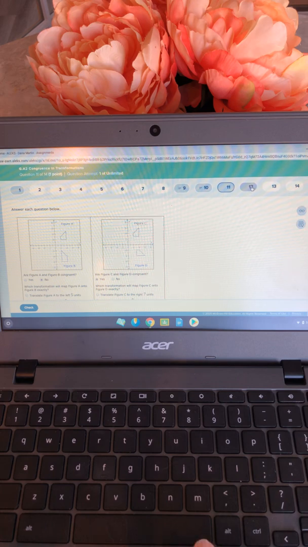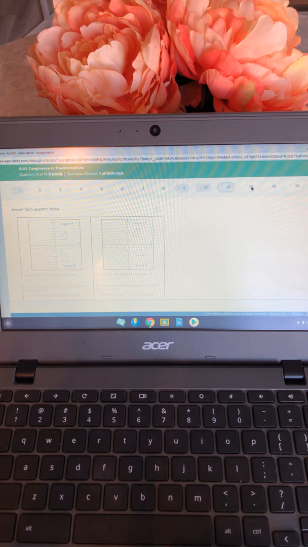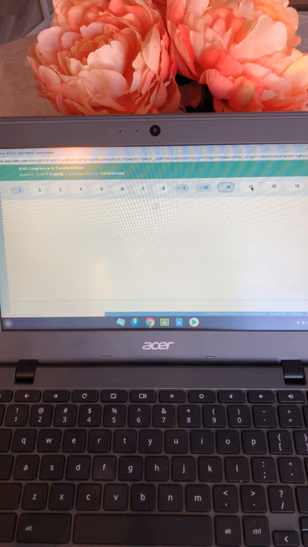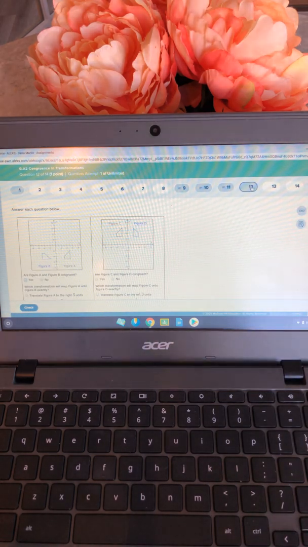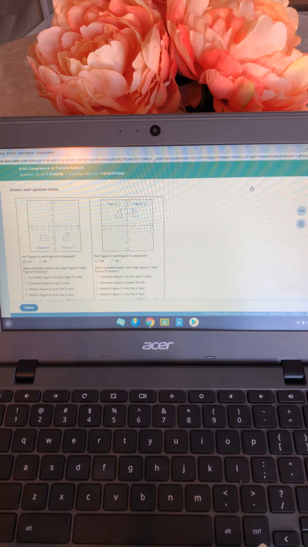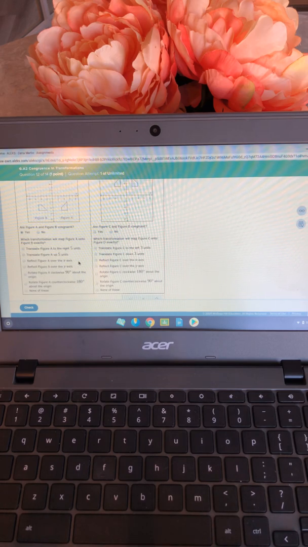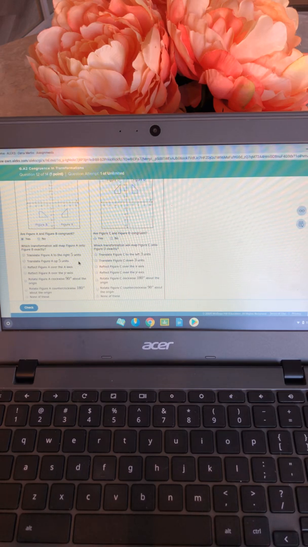Number 12, okay. Isn't this fun? All righty, number 12, are they congruent? Yes. Okay, that means that I have to pick one of these. One of these is gonna be the answer, okay?